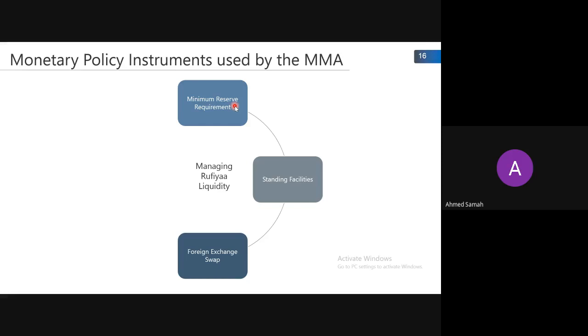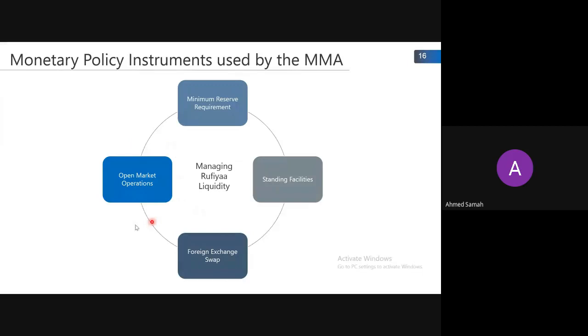Then the last one is open market operation. In the economic system and the banking system, almost all the banks always have excess rupiah. They do not lend this excess rupiah, they keep it parked. So what we have to do is open market operation, to mop up this excess liquidity.